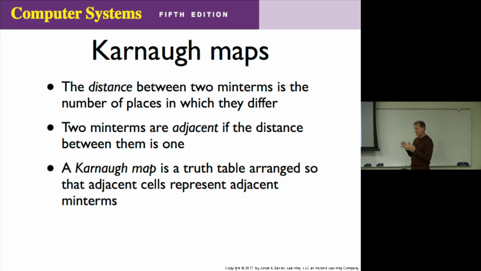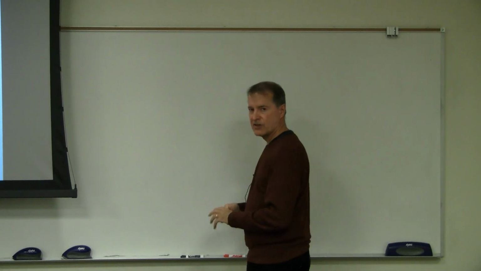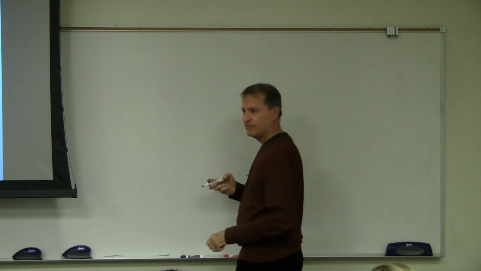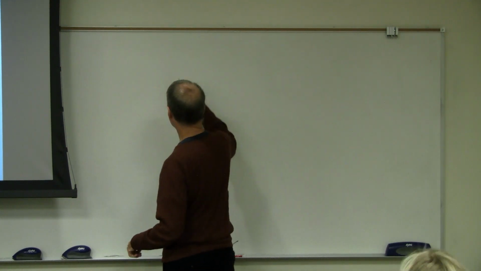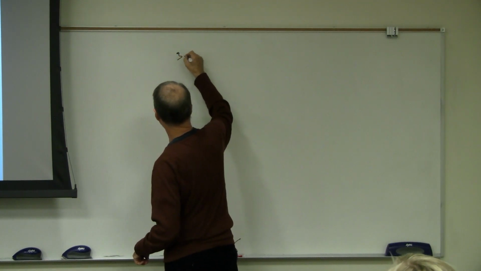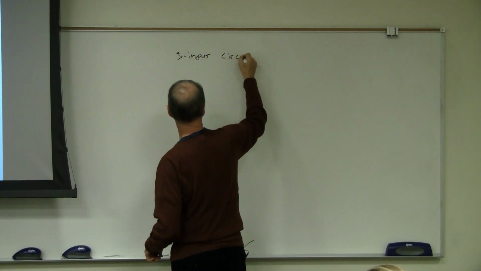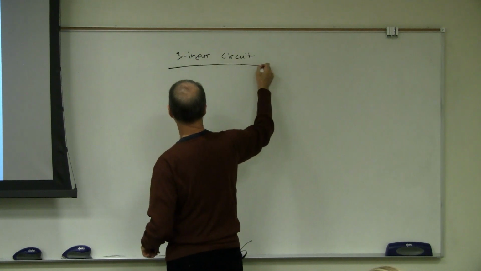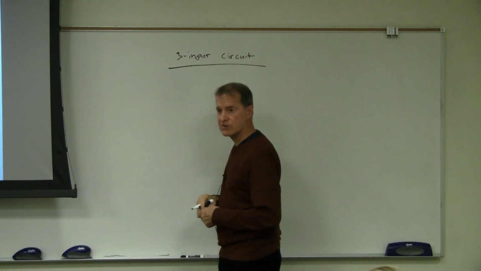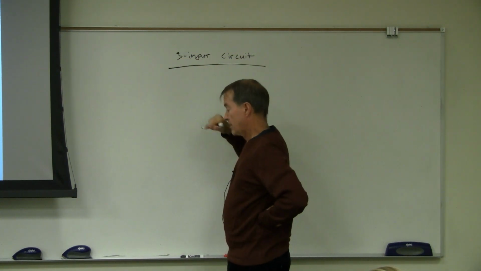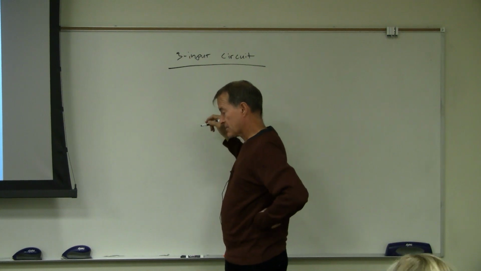Now, to see how we make a Karnaugh map, we first have to understand what we mean by the distance between two min-terms. Let's suppose that we have a function of 3 variables, A, B, and C. So A, B, and C are the inputs. We're going to be talking about 3-input circuits today.